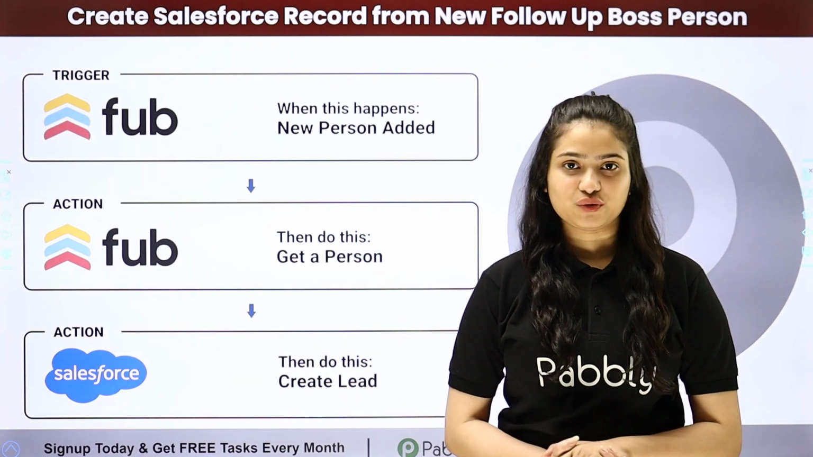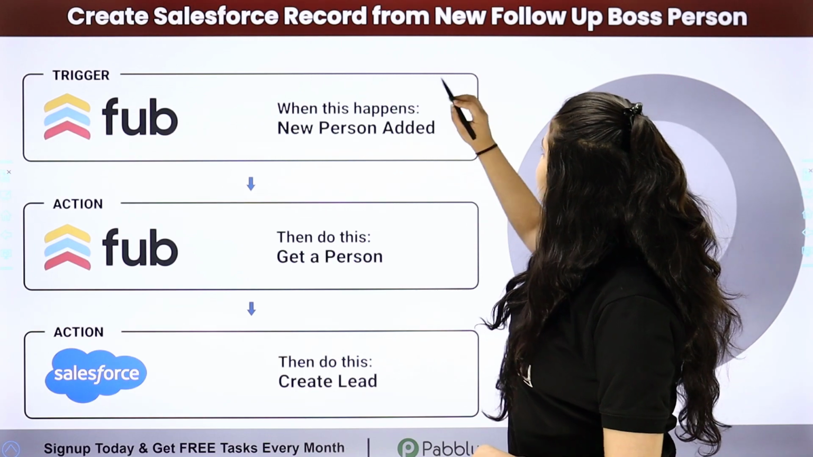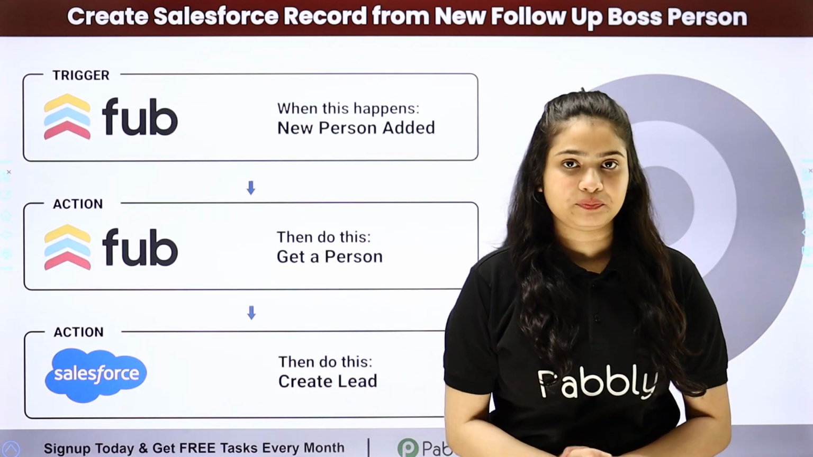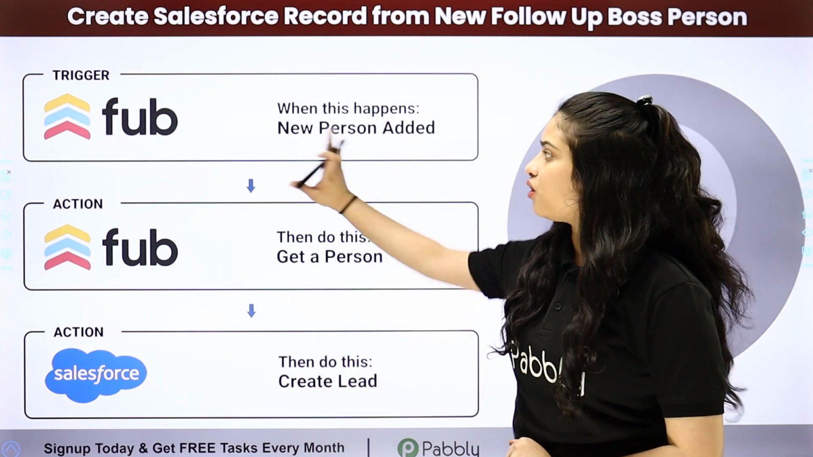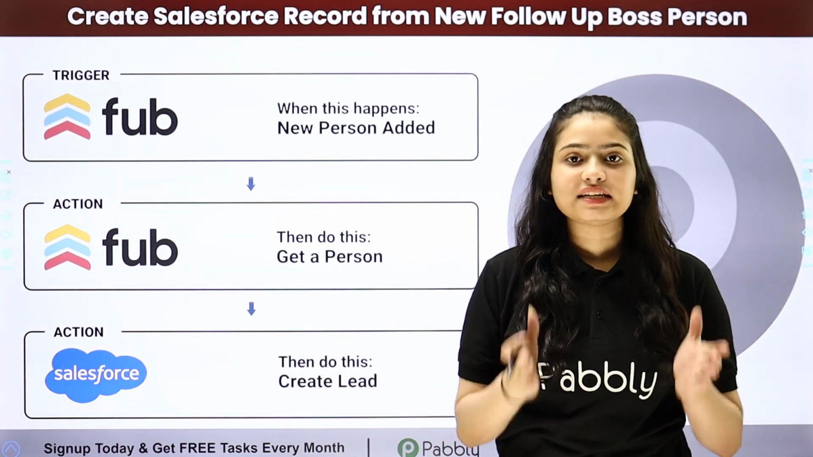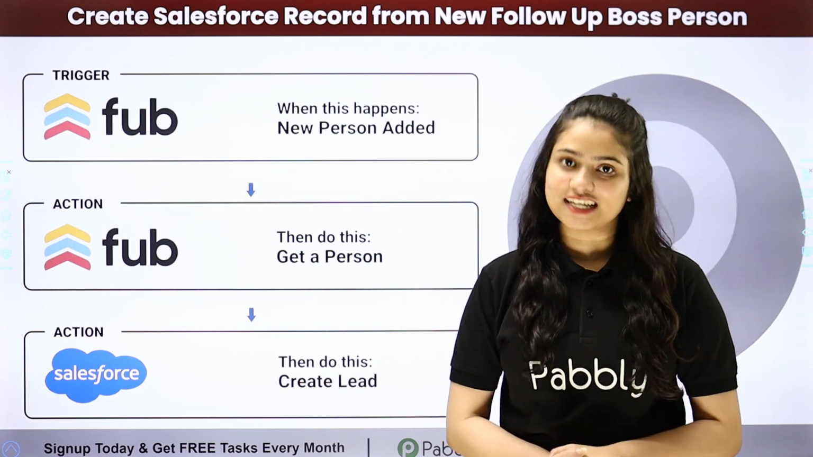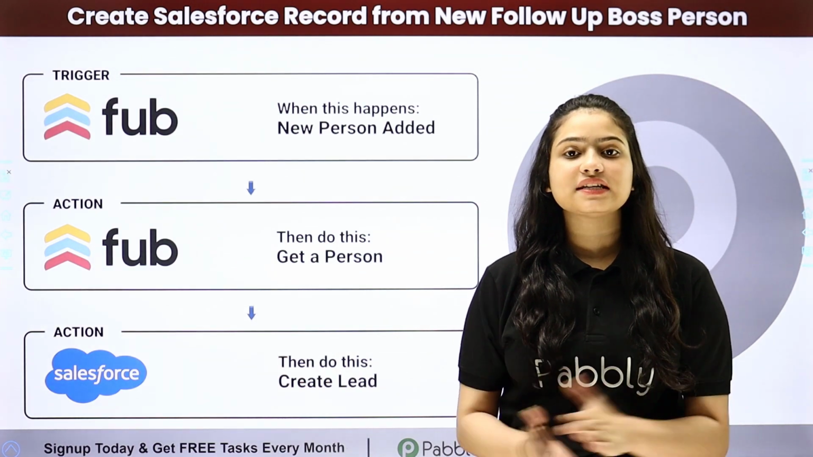In this video, we are going to learn how to create a Salesforce record from a new Follow Up Boss person. Here my objective is that as soon as a new person is added in my Follow Up Boss account, that same person should automatically be added as a new lead in Salesforce. So how are we going to automate this entire process?